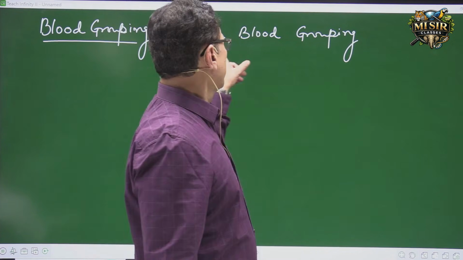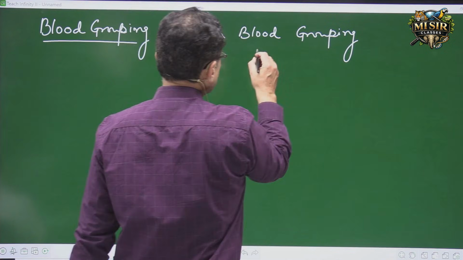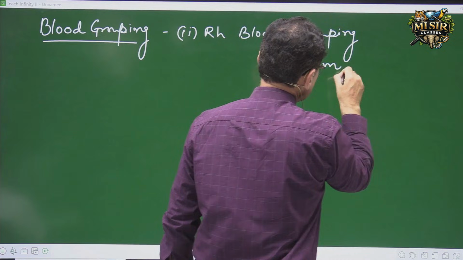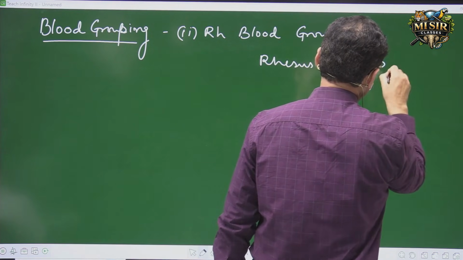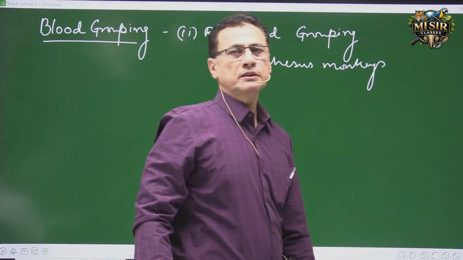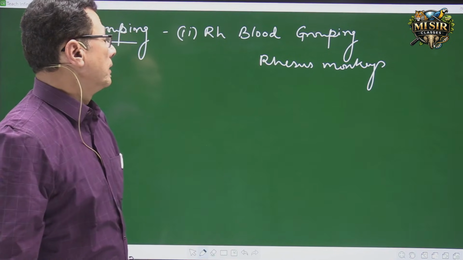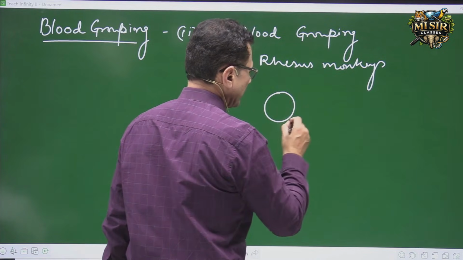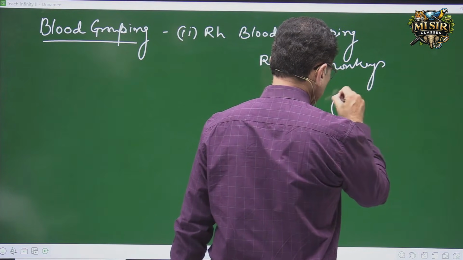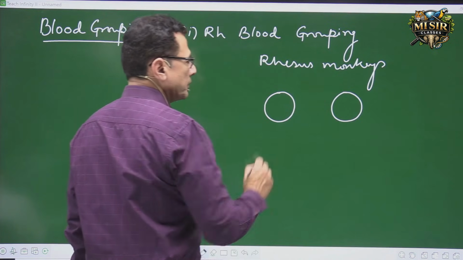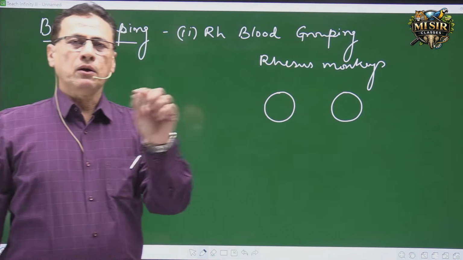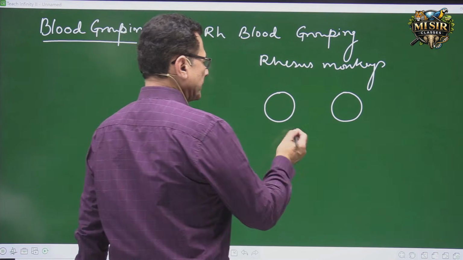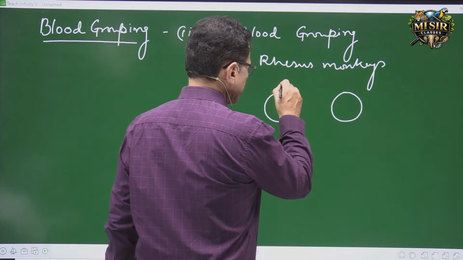RH blood group system, as the name suggests, was discovered in rhesus monkeys by Karl Landsteiner. He was awarded the Nobel Prize. It is a type of antigen called RH antigen present in human blood erythrocytes. Based on the presence or absence of this RH antigen, the erythrocytes or RBCs are of two types.